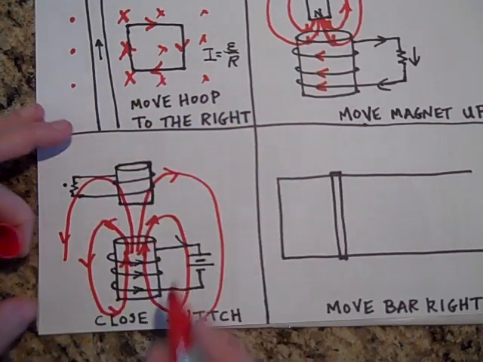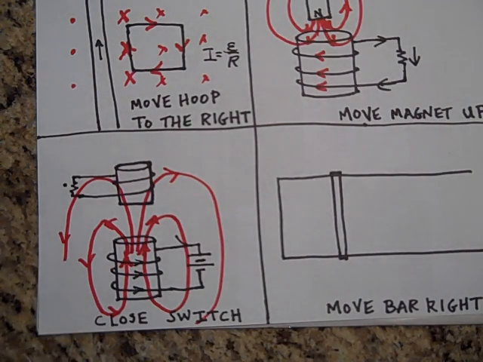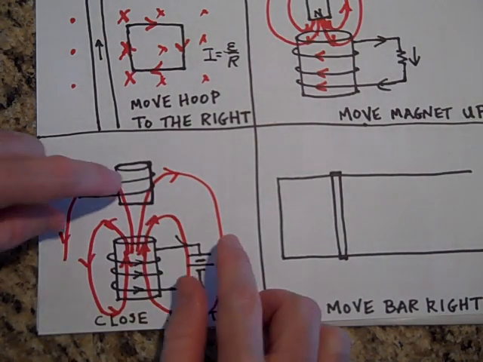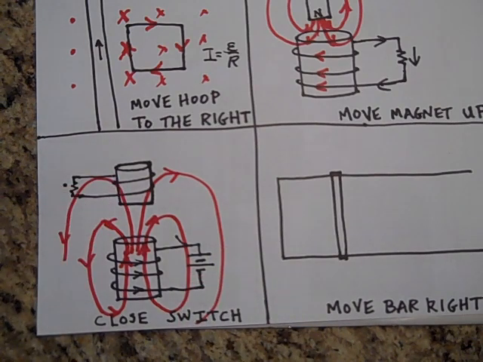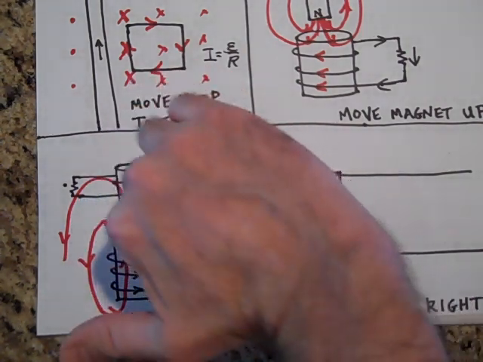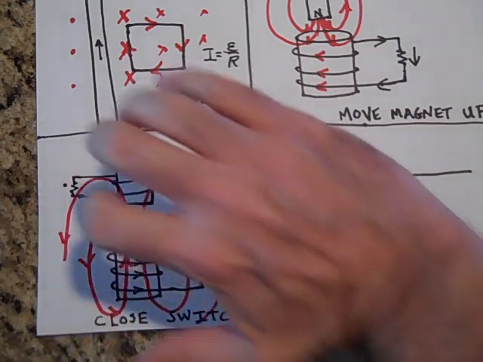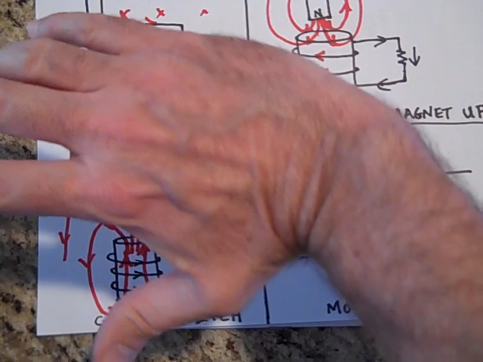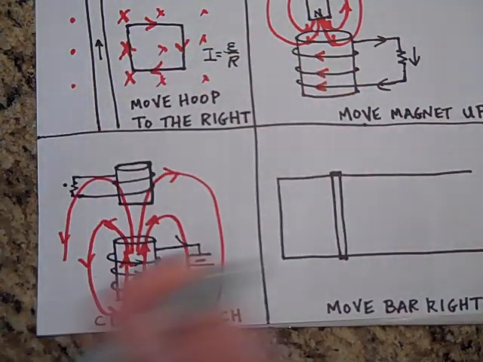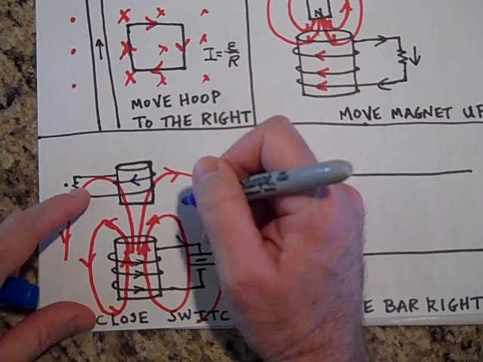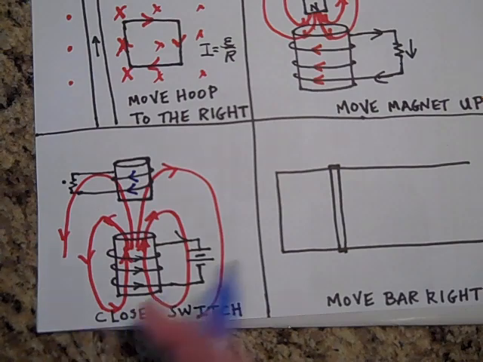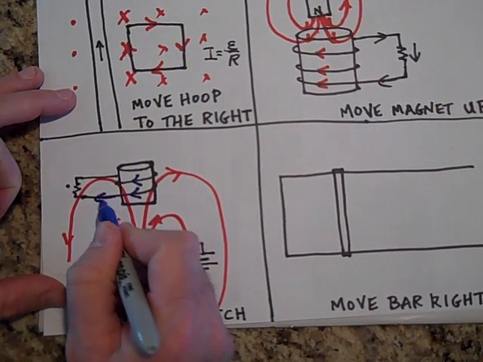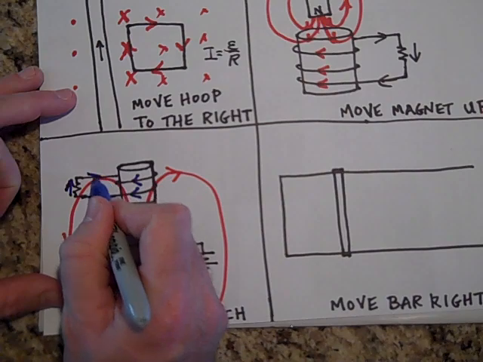So this didn't used to have a field inside it, and then all of a sudden there's this upward field inside this top one. So this is going to try and resist that by making its own field that's down. Now to make a field that's down, I'm going to take my fingers and curl them in the direction that I want. I like my thumb to point down. If I curl my fingers that way, that gives me a downward magnetic field inside, and it's only inside that matters. So that means it's going to loop this way and come up, and then that way.